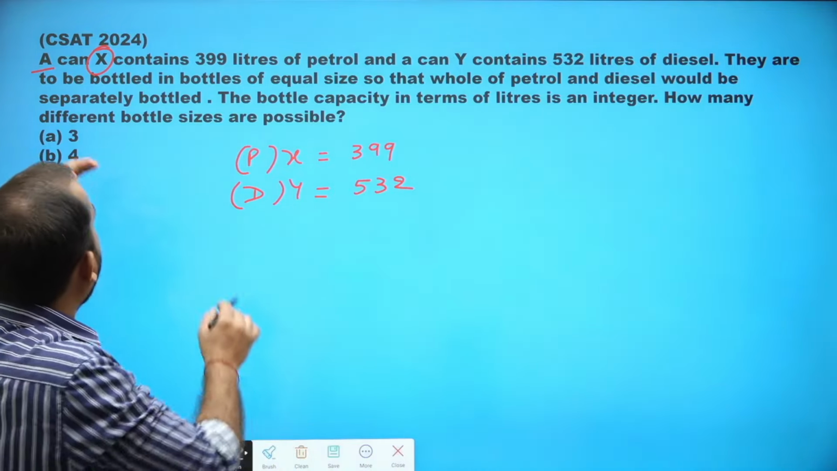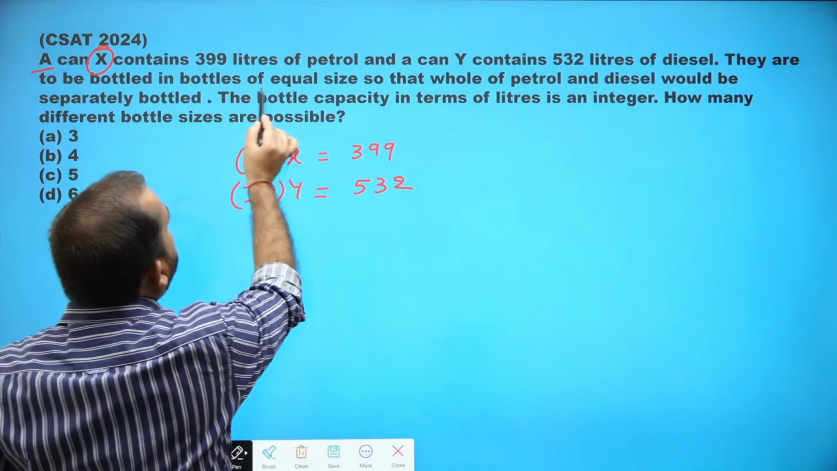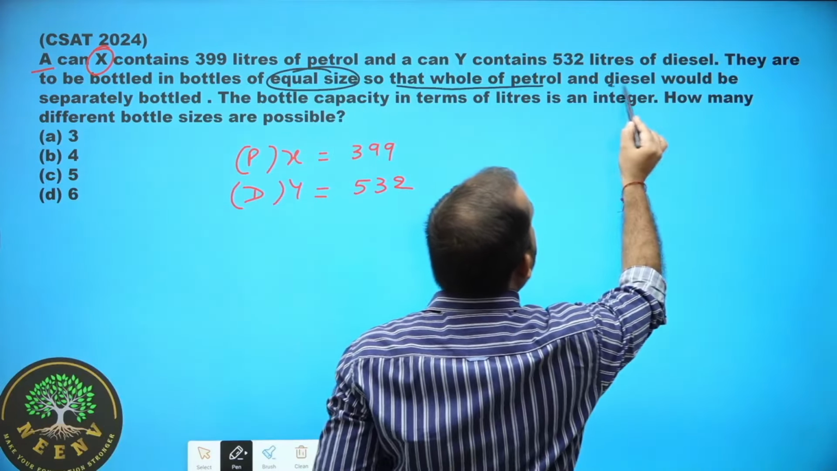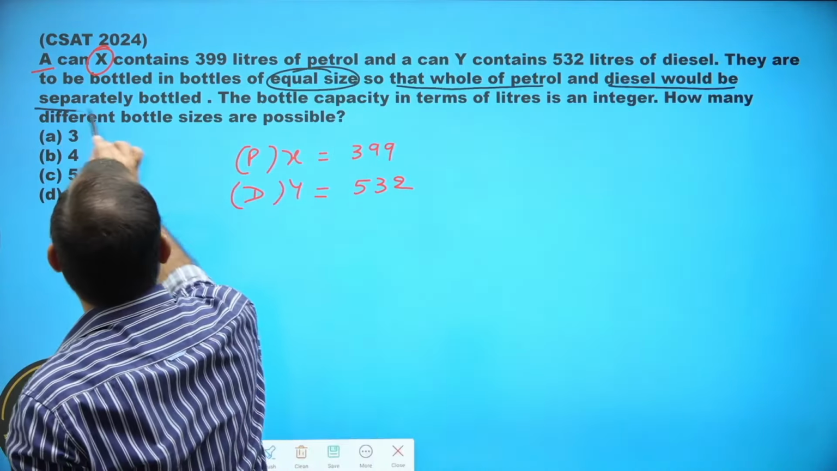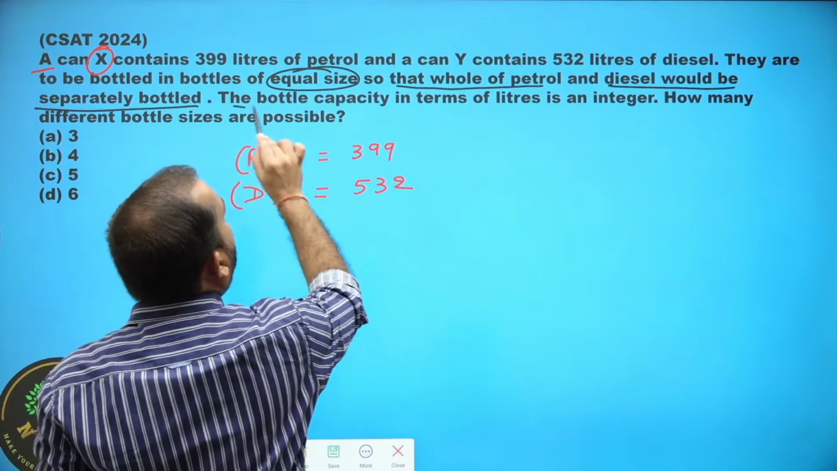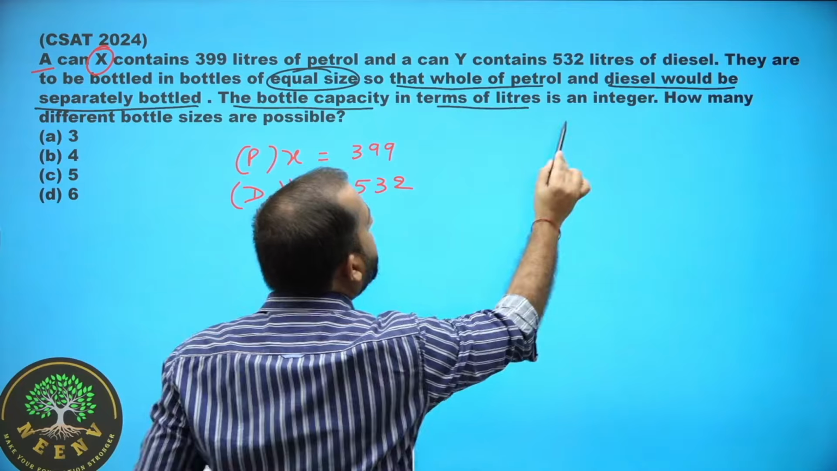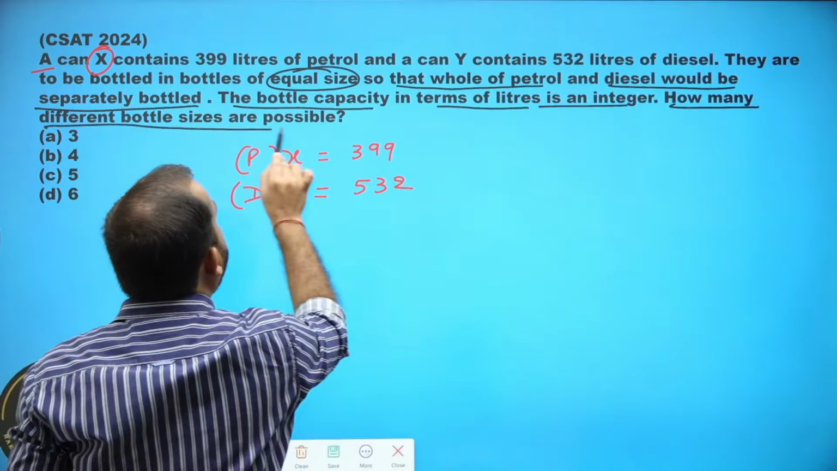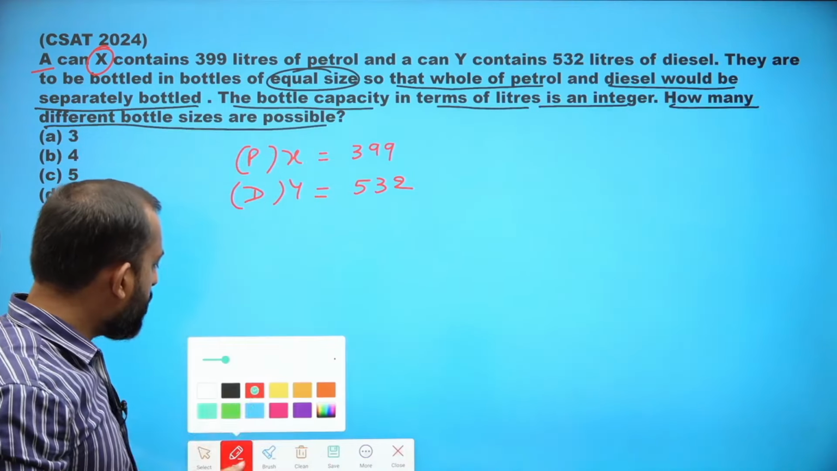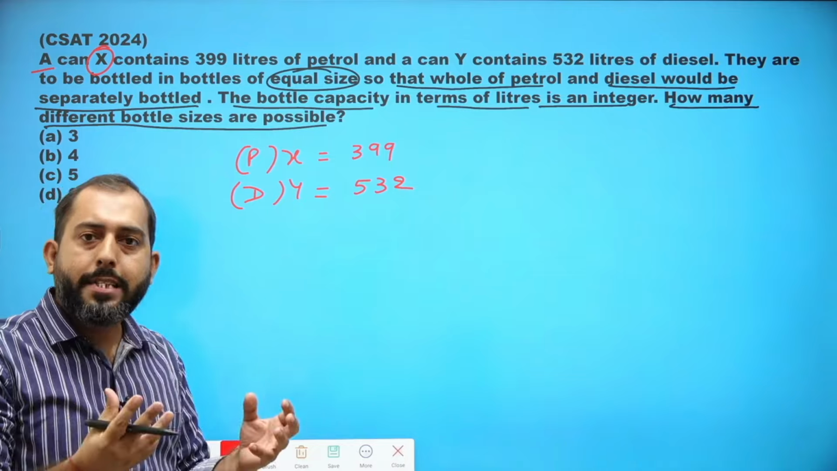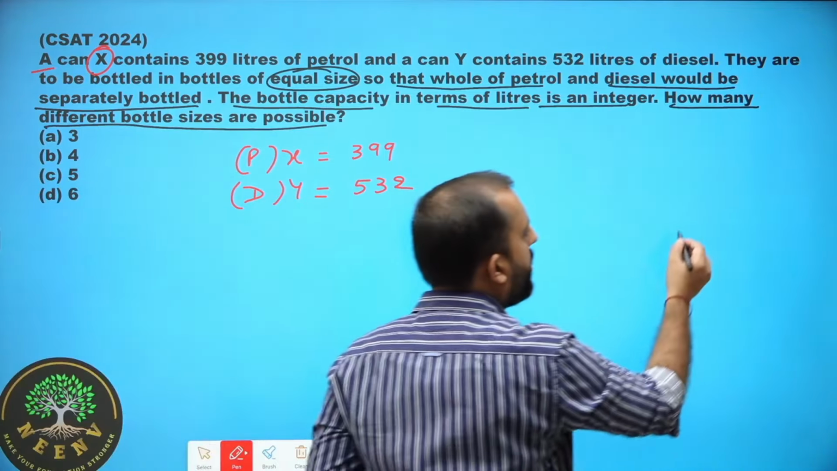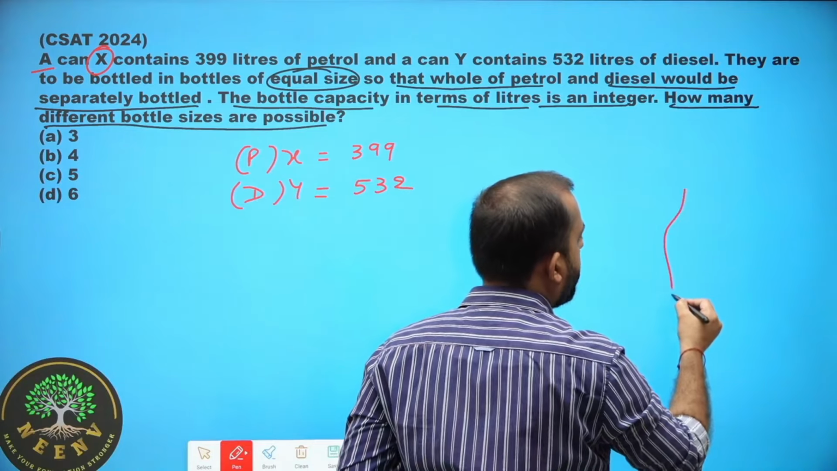Okay. Now let's read it carefully. Bottles of equal size, so that the whole petrol and diesel would be separately bottled. The bottle capacity in terms of liters is an integer. How many different bottle sizes are possible? See, suppose I'm considering a bottle of size 1 liter. So there is a bottle and its size is 1 liter.